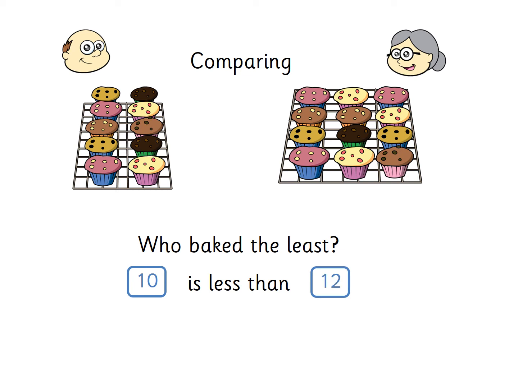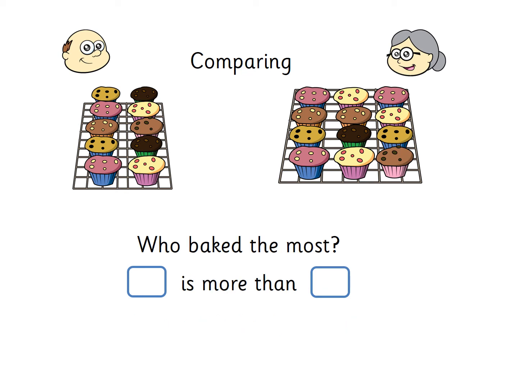So who baked the least? Point to it. Well done, Grandad baked the least. 10 is less than 12, isn't it? It's a smaller number. So because 10 is less than 12, that means Grandad baked the least.